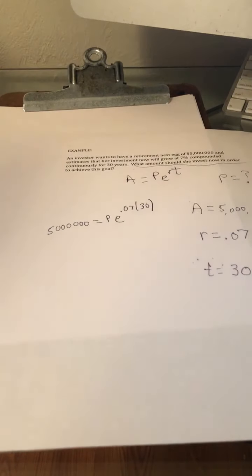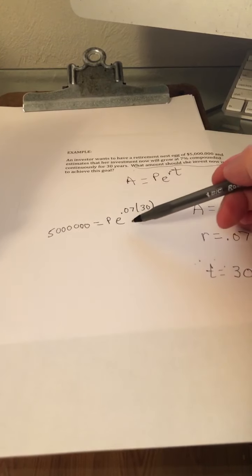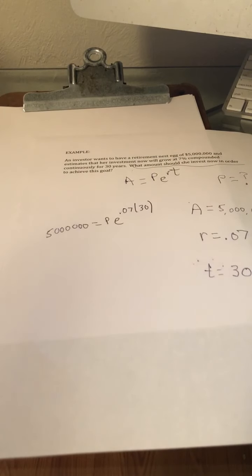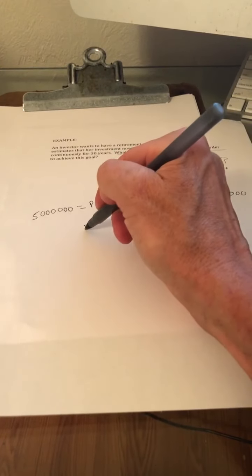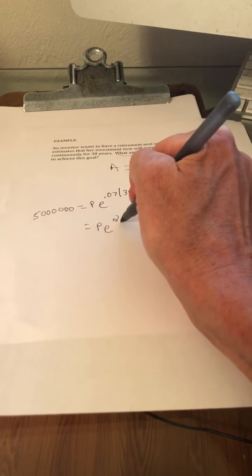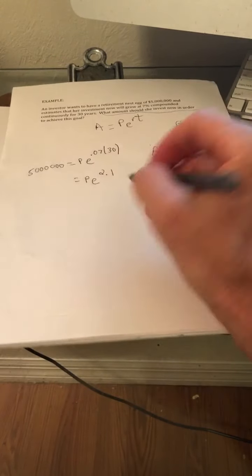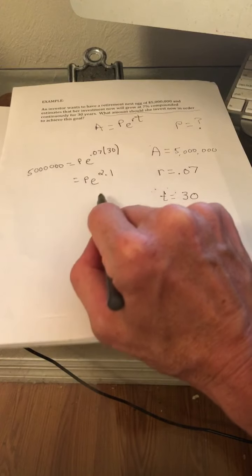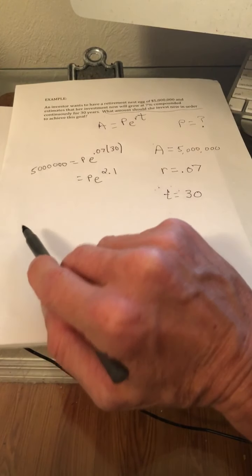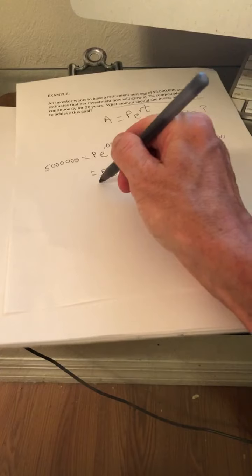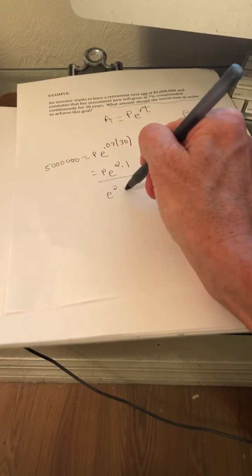So to solve for P, you're just going to need to divide both sides by e to the 0.07 times 30. Now 0.07 times 30 is 2.1. So this is the same thing as saying P times e to the 2.1. Now to get P by itself, you're going to multiply both sides by e to the negative 2.1, which is the same thing as dividing both sides by e to the 2.1.